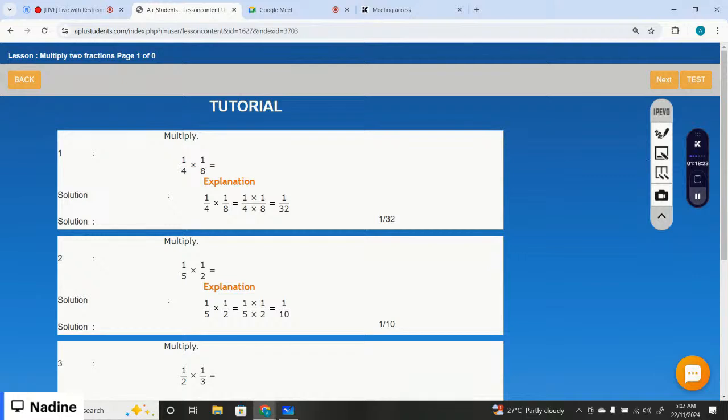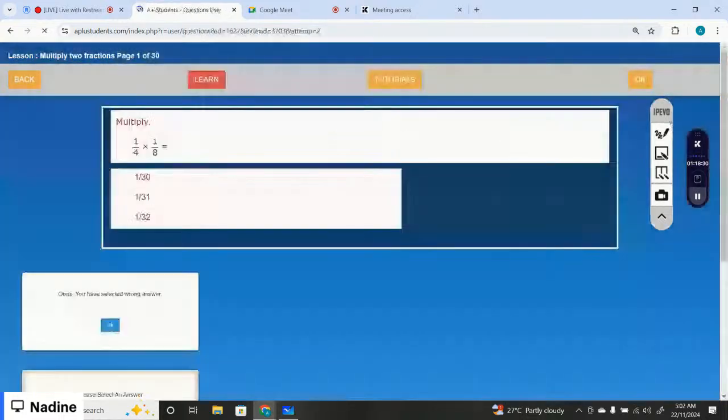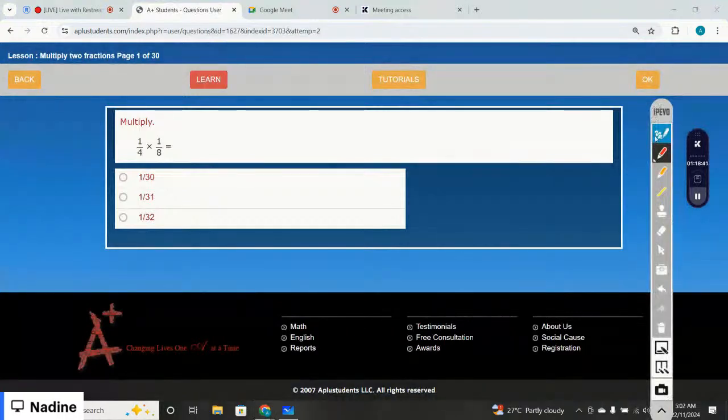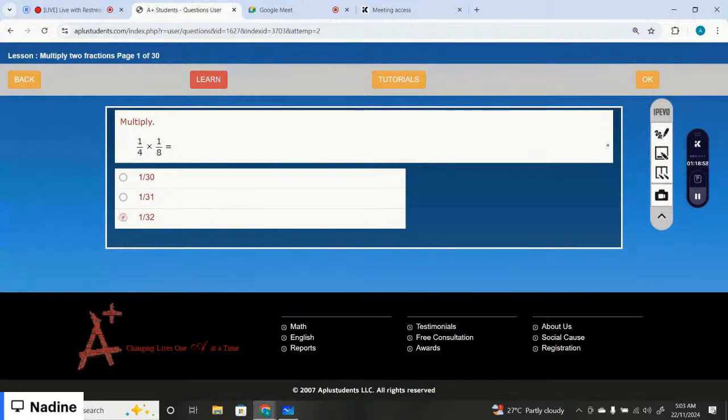Let's just start with the test questions. Let's see how we multiply fractions. 1 by 4 times 1 over 8. So you have to do numerator times numerator, denominator times denominator. 1 times 1 and 4 times 8, that is 1 over 32. The correct option is 1 by 32. Option number 3 is the correct option.